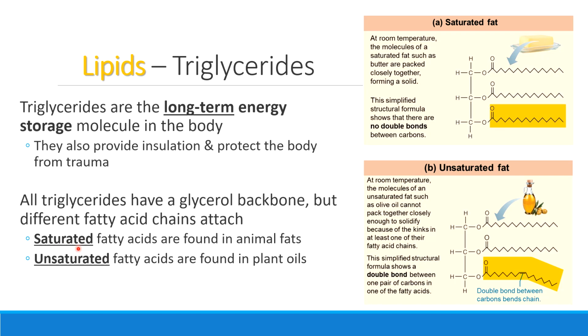fatty acid tails. When we talk about plant fatty acid tails, they use what's called unsaturated fatty acids. Notice with unsaturated fatty acids, we have this double bond which leads these molecules to not lay as flat or not lay as straight. So lipids, my long-term energy storage in the body. Triglycerides in particular have three fatty acid tails and a glycerol backbone. These store that energy really efficiently.